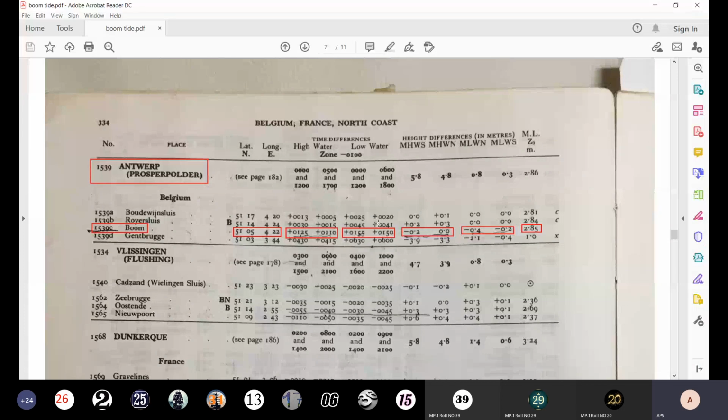So what will be the time at boom for the first low water? 0325. Add 0154 to 0131. What do you get? 0325. So 0325 will be the first low water time at boom. Now, if you want, you can go to next low water and then come back to high water. There's no problem. You can finish up both the low water first and then write for high water.